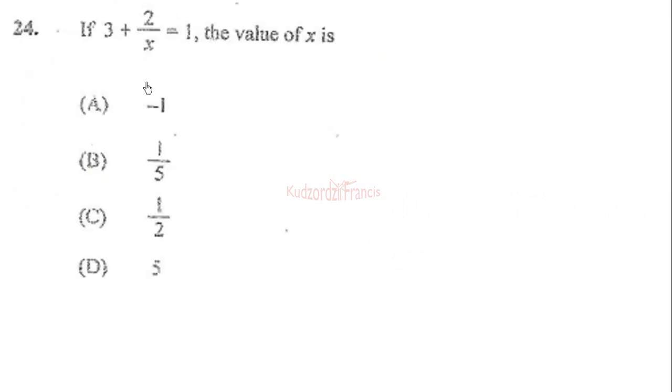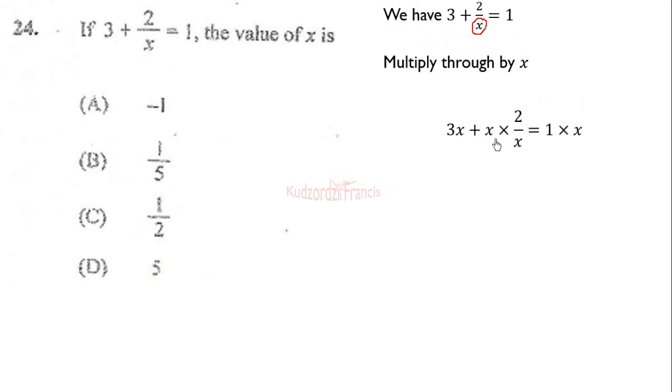Now let's proceed. If 3 plus 2 over 3x is equal to 1, then what is the value of x? So we first multiply, we create a denominator here. You know, the denominator here is a variable, so we multiply through by that variable to obtain 3x plus x times 2 over x plus 1 times x. Now let's simplify. When we simplify, we get 3x plus 2. This cancels this, then this will give us x.